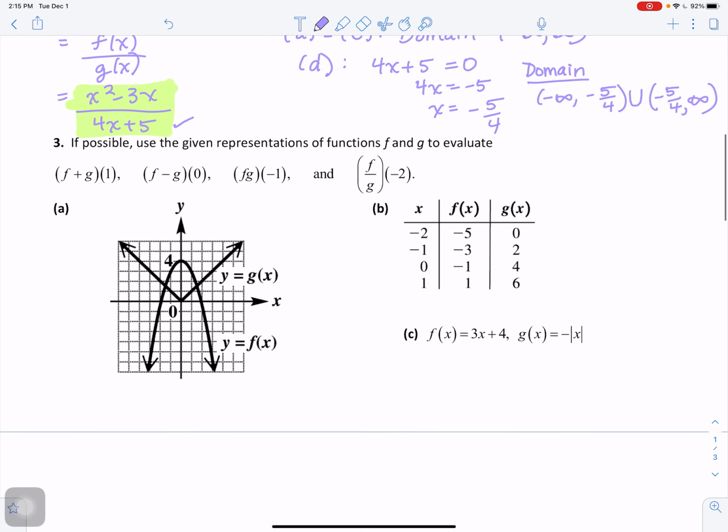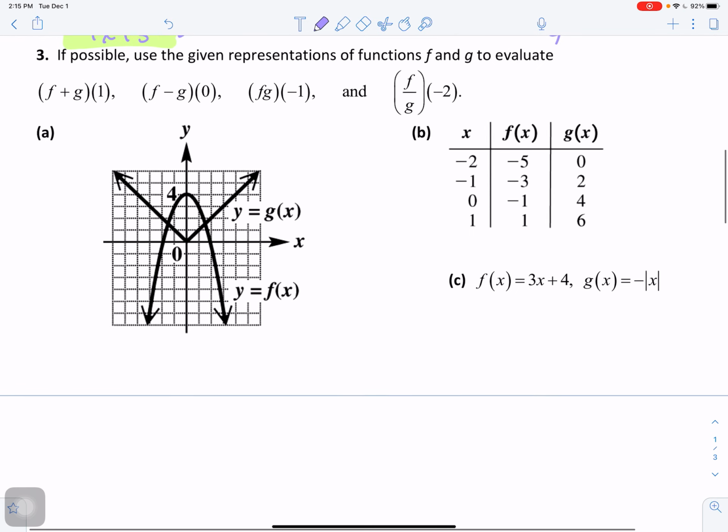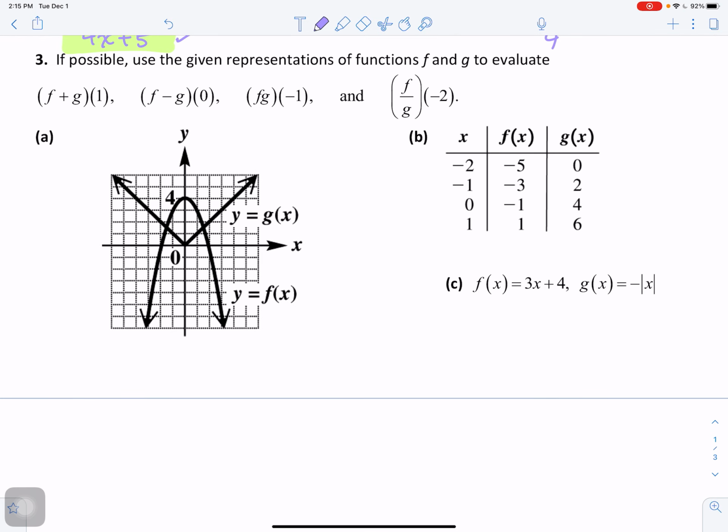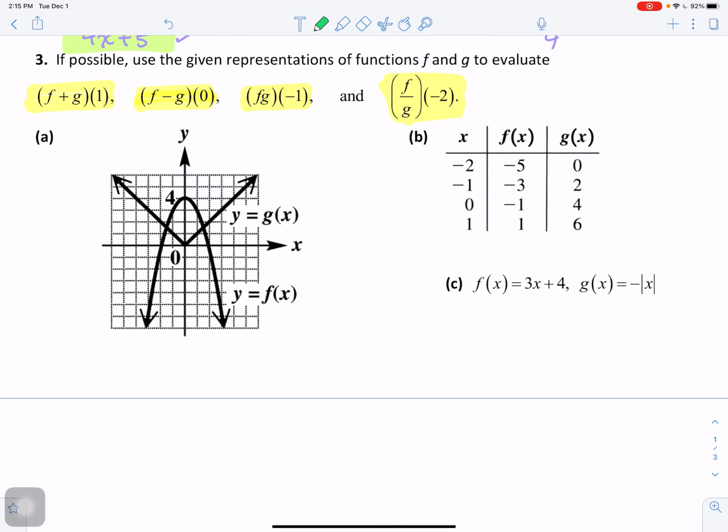Okay, let's look at number 3. If possible, use the given representations of functions f and g to evaluate. I'm going to tell you right now that I didn't give you much room because we have to find f plus g of 1, f minus g of 0, fg of negative 1, and f over g of negative 2 for every one of these. And that's just not a lot of room. So I'm going to try my best, and I'm going to write A along the sidelines here.